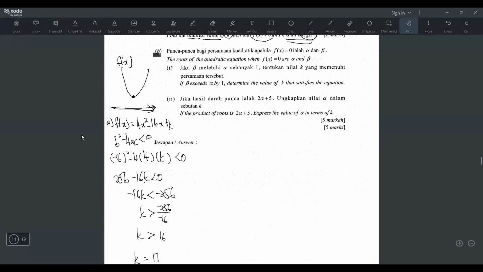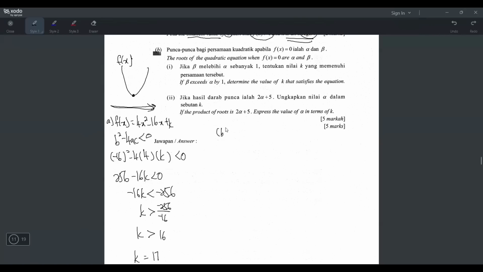Okay, so this is the answer. Okay, what about B? The roots of quadratic equation when f(x) = 0 are alpha and beta. So we already know the f(x), we can just look from here. f(x) equals 4x squared minus 16x plus k. The k, can I use this for my k?